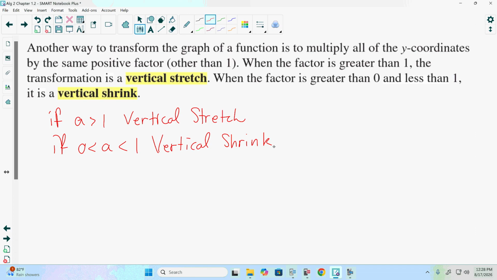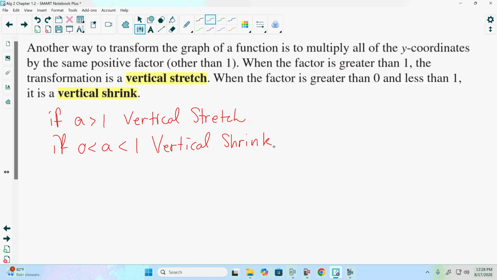The number, not the sign, but the number tells us if it's a stretch or shrink, as long as that number is not 1. If it's 1, there is no stretch or shrink. If it's different than 1, it's a stretch if it's greater than 1, and a shrink if it's between 0 and 1.